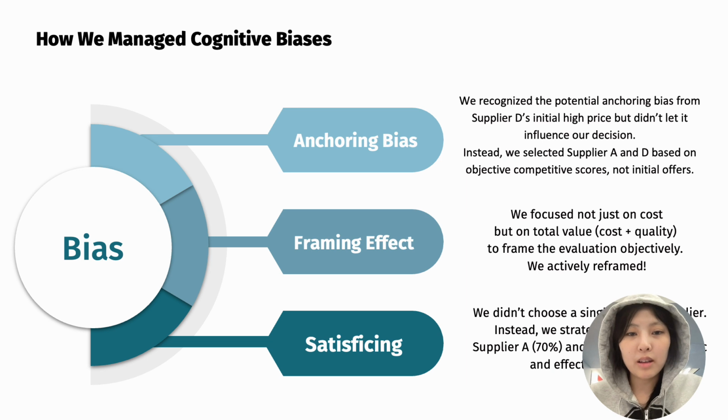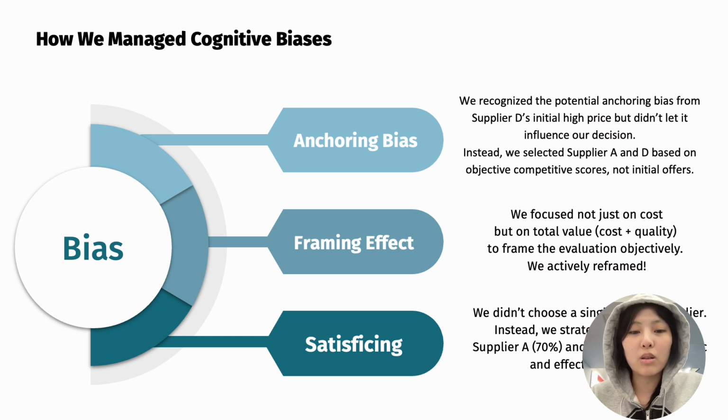In our supplier selection process, we actively managed 3 key cognitive biases. First, anchoring bias. We noticed that supplier D's high initial price could unfairly anchor our judgment. Instead of being influenced by that, we chose suppliers A and D based on objective scores, comparing them fairly on performance and value. Second, the framing effect.